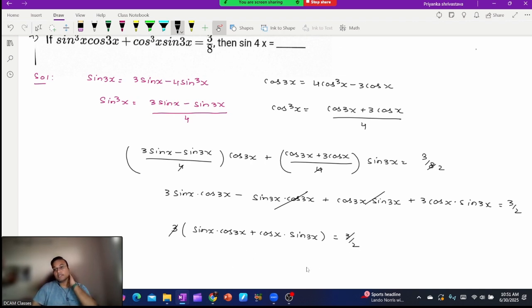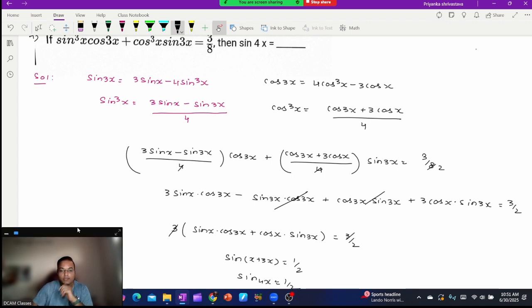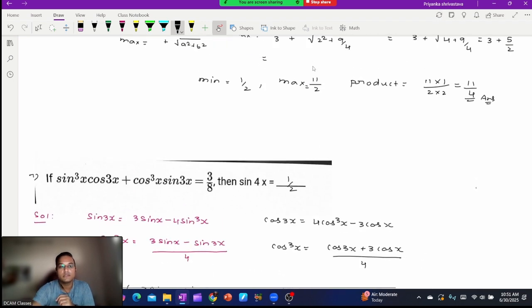3 will get cancelled again. sin a cos b plus cos a sin b, this formula is sin of a plus b, that is sin of x plus 3x is 1 by 2. That means sin 4x is equal to half. This is our answer. So sin 4x should be equal to half. This question is solved.